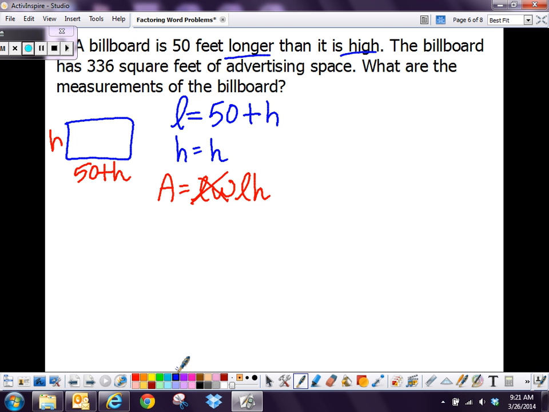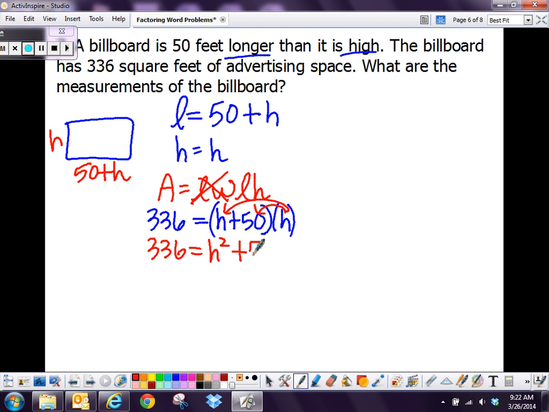I'm going to fill in everything that I know. So it says it's 336 square feet. My length is, I'm going to switch this around and do h plus 50, just because it makes more sense to me. And then times height. Okay, and I have to multiply that through, distribute the h. So I have h squared plus 50h.